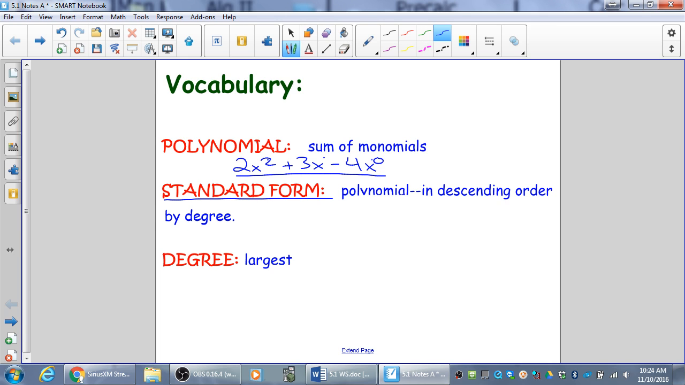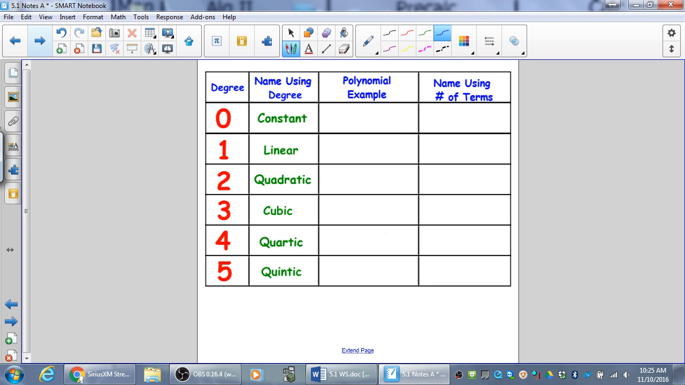And then the degree of this polynomial that I wrote, this specific one, is 2. That's the highest degree, the highest power. So we have degree of 0 is called a constant, which means if you have 3x to the 0, anything to the 0 power is 1. So this is the same as 3 times 1, so it's 3. So if you have a 0 degree, that's a constant. A polynomial example would be the number 3.